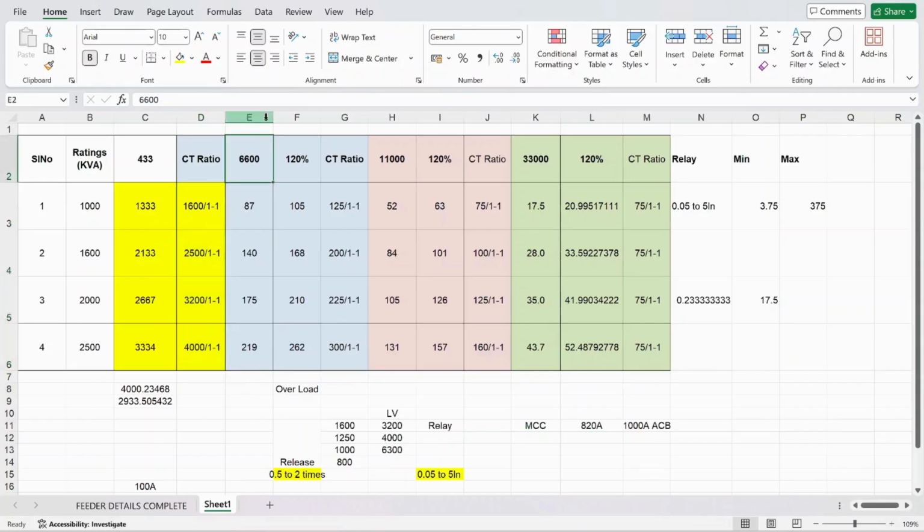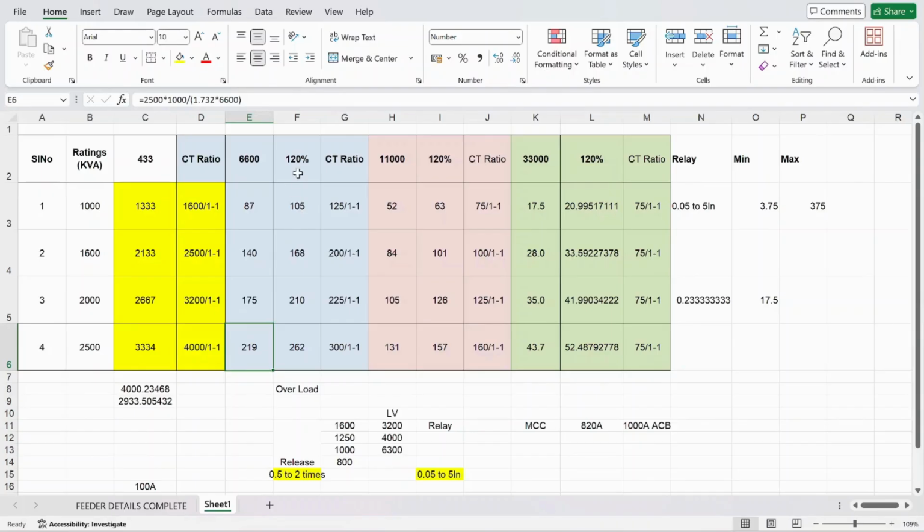Now when you calculate at 6600 volts, on the primary side, for 1000 kVA it is 87 amps, for 1600 kVA it is 140, for 2000 kVA it is 175, and for 2500 kVA it is 219 amps.